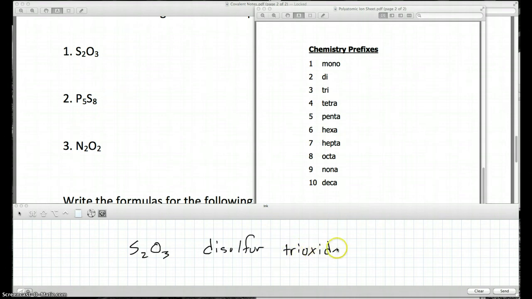Remember the second one, just like before, second part of the name always gets changed to IDE. So oxygen becomes oxide, sulfur becomes sulfide, nitrogen becomes nitride, and so forth. Hydrogen is kind of a tricky one. Hydrogen becomes hydride. Iodine becomes iodide. So let's try another one.